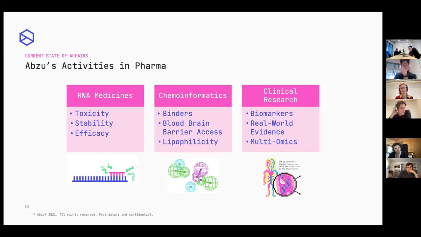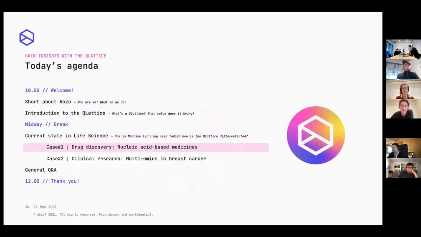And then clinical research, we also have good use cases with biomarkers, real-world evidence, and multi-omics. We'll actually show you multi-omics in a second as well. And I think at this point, I'll hand it over to Libby.